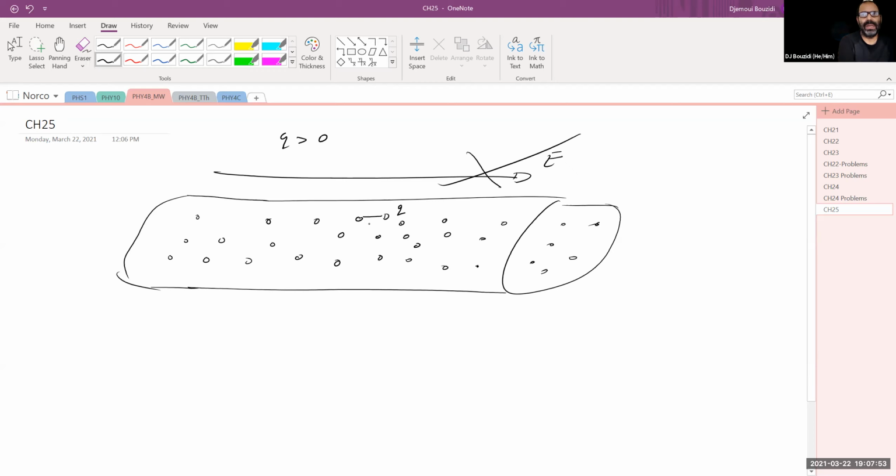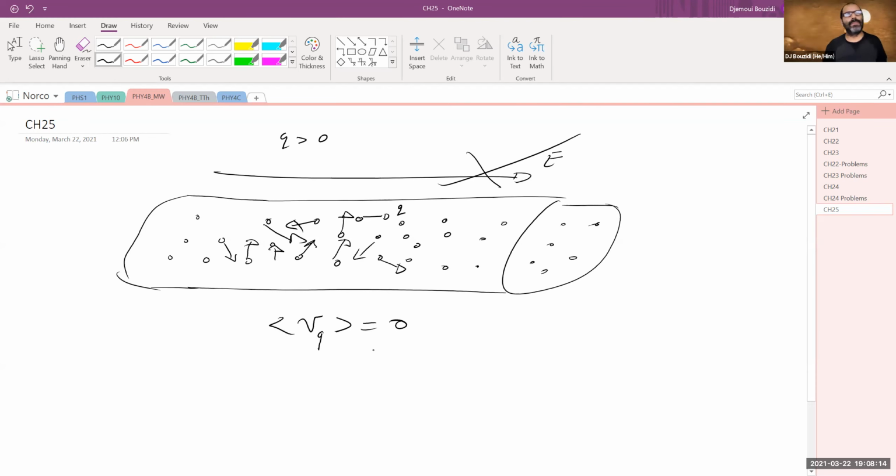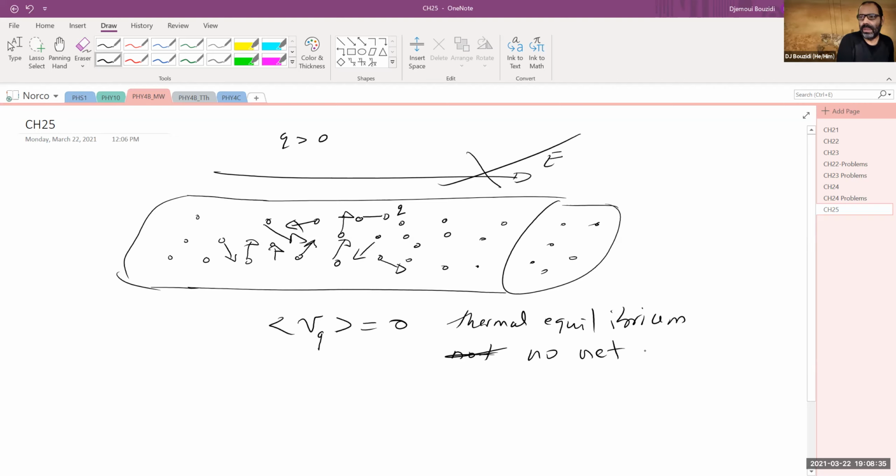If there is no electric field, each charge is moving in every single direction in a random fashion. I'm trying to draw a random motion, okay? So every charge is moving every which way. So the random motion for the charges in here on average is zero, okay? And under thermal equilibrium conditions, there is no net displacement of charges.